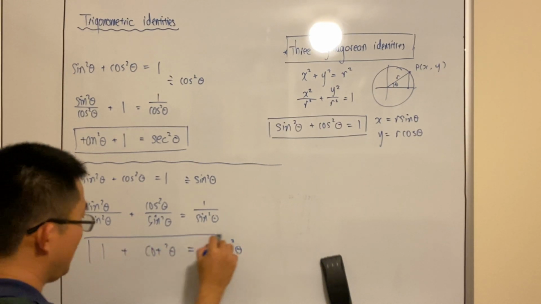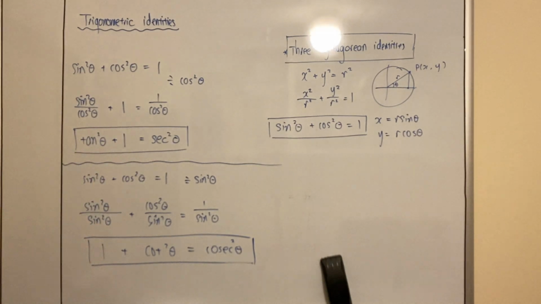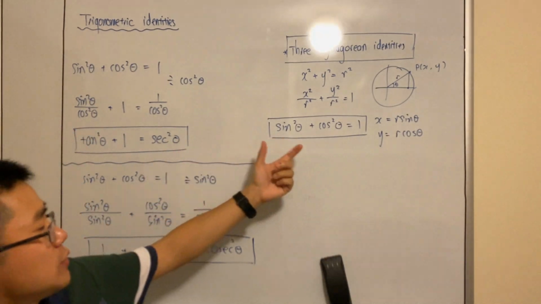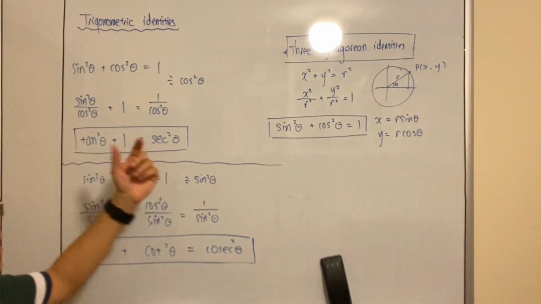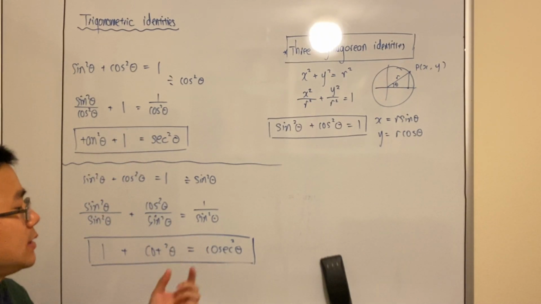So now we've got 3 Pythagorean identities. That's how I write it. Sine squared plus cos squared is equal to 1. 1 plus tangent squared is equal to sec squared. 1 plus cotangent squared is equal to cosec squared.